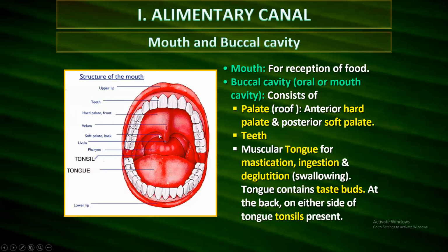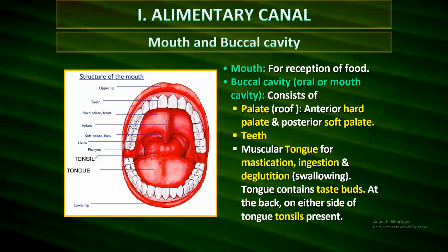It is located here. So the anterior palate is the hard one. The posterior palate is the soft one. It is commonly called the roof of the mouth. Palate is commonly called the roof of the mouth, followed by our mouth containing teeth and tongue.